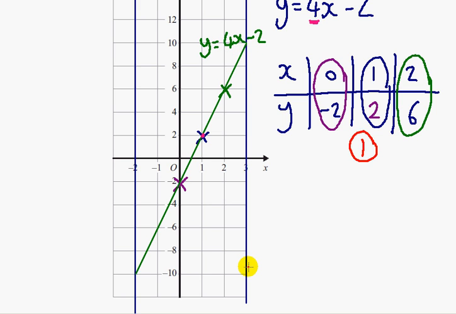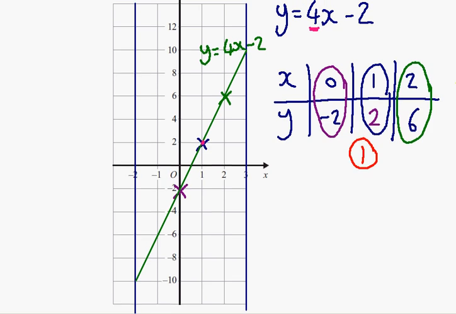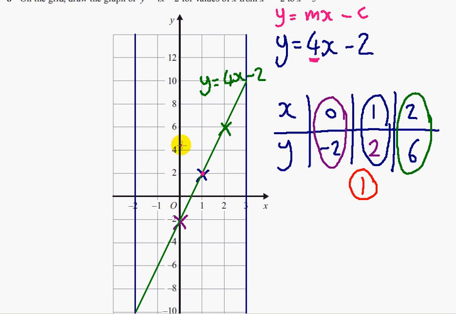The second method mark is for plotting at least 2 of the points from the table, but they must be correctly plotted. So the second mark for at least 2 correctly plotted. And the third mark is for a correct line between the values of x equals minus 2, which is here, to x equals 3. And we have done that. So that's question 8, and that's worth 3 marks in total. And that's it.